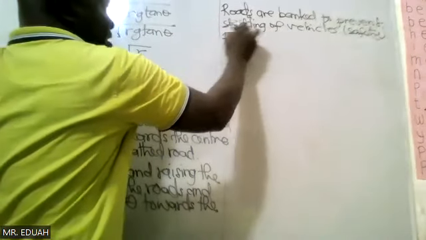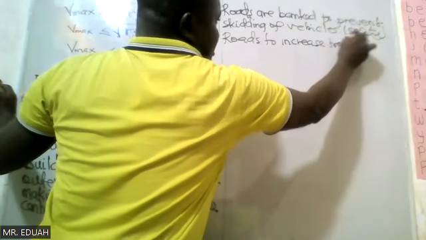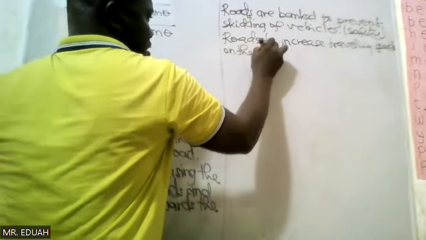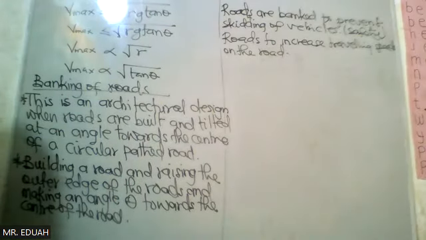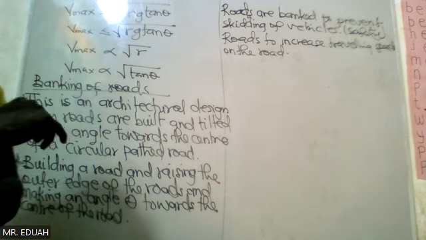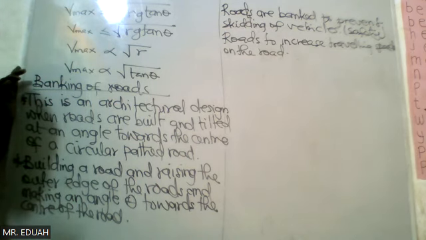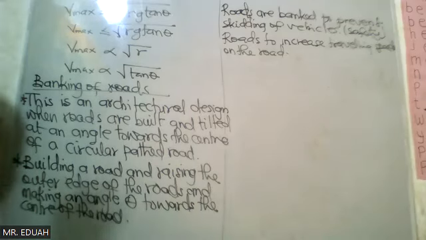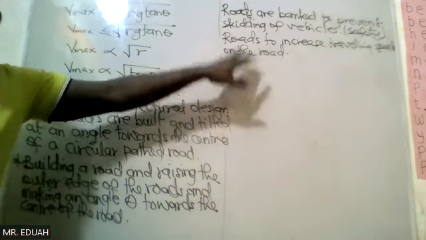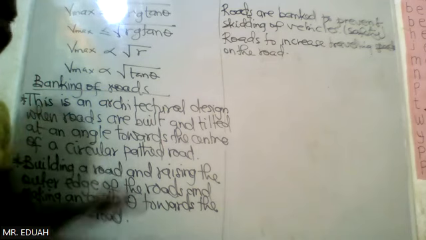Now, roads are also banked to increase traveling speeds on the road. But each allowable speed goes with a certain angle of tilt. And so, the Road Safety Commission has maximum speed safety signs for a certain bank angle. Now, what it means is that you cannot go beyond that speed. Even though when the road is banked, the speed to be moved on is greater than when the road is unbanked, there is a limit.